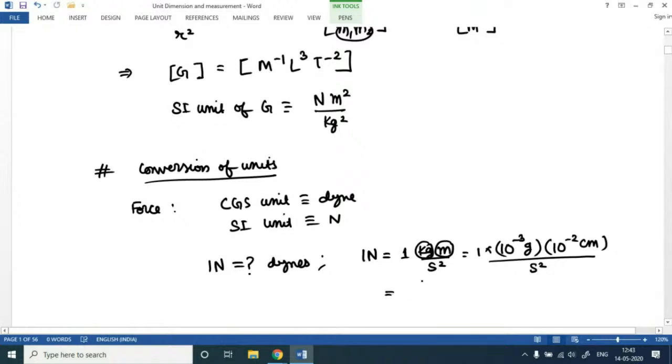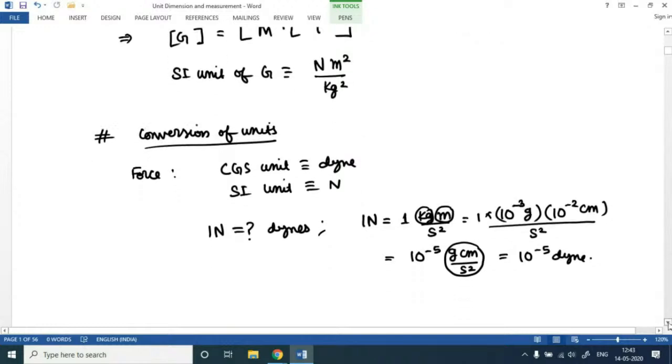So you have realized that it is nothing but 10 to the power minus 5 grams centimeter per second square, and gram centimeter per second square is nothing but a dyne. So that is nothing but 10 to the power minus 5 dyne. So you can have conversion of units between different unit systems.